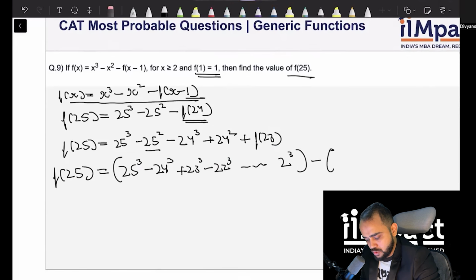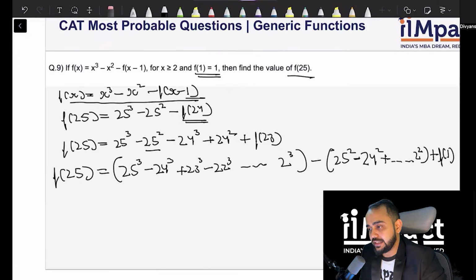Minus, now you have the squares starting with minus 25 square, then you will have minus 24 square and so on till 2 square, and you will be left with f of 1 at the end.